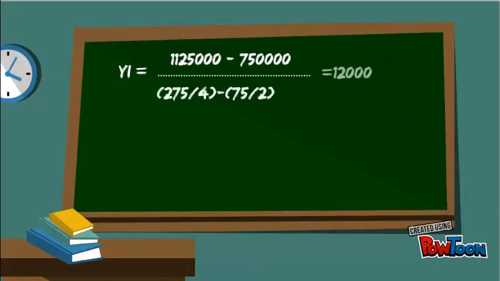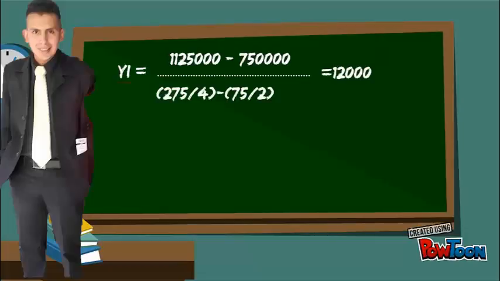Replace in the equation Y1. Y1 equals 1,125,000 less 750,000 divided by 275 divided by 4 less 75 million, which is 12,000.